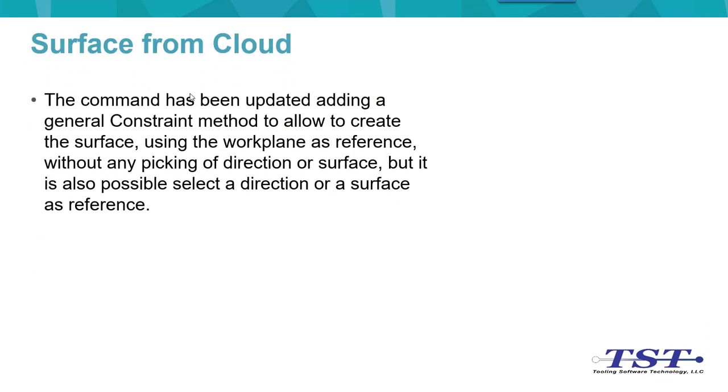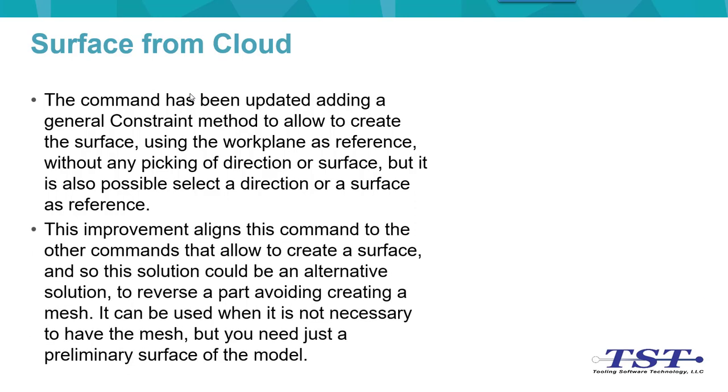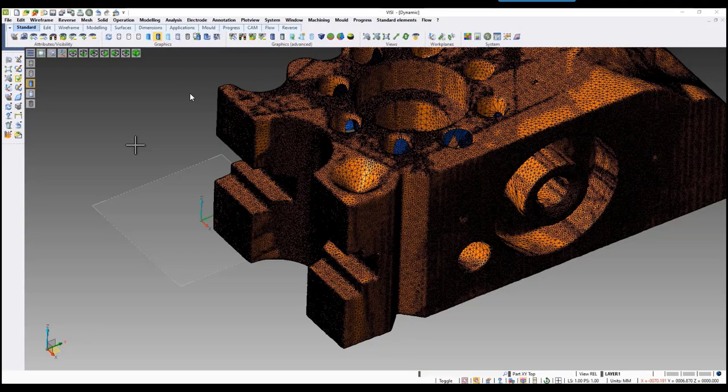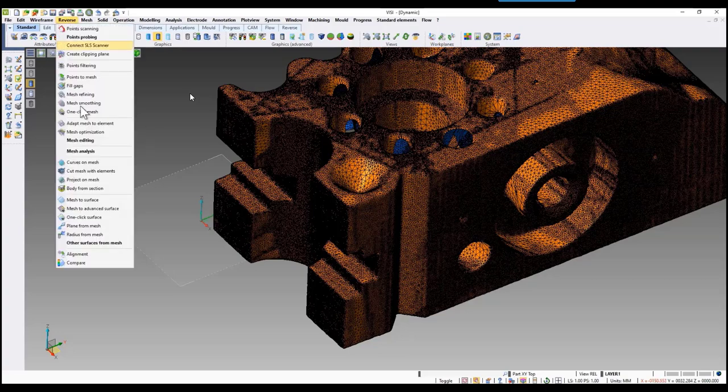Surface from cloud. This command has been updated, adding a general constraint method to allow you to create surfaces using a work plane as a reference without picking any direction or surface, but it also provides a selection direction or a surface reference as well. So this improvement aligns this command to the other commands that allow you to create a surface, and so this solution could be an alternative solution to reverse engineering a part, avoiding creating a mesh. It can be used when it is necessary to have a mesh, but you need just a preliminary surface of the model. So here's just a quick video example of the last couple of slides we were going over.